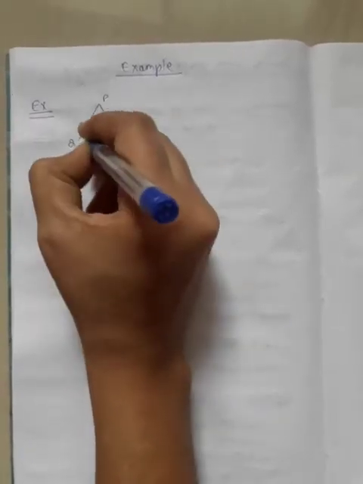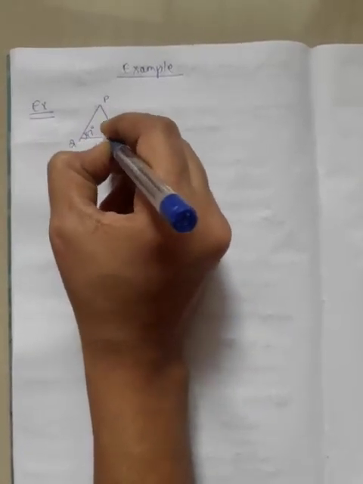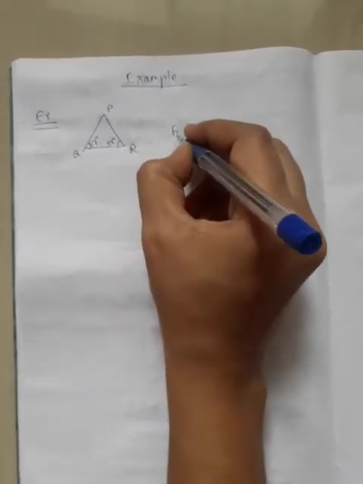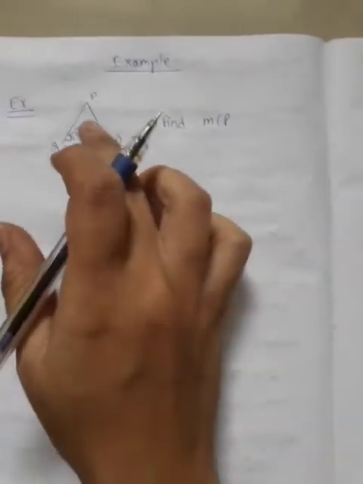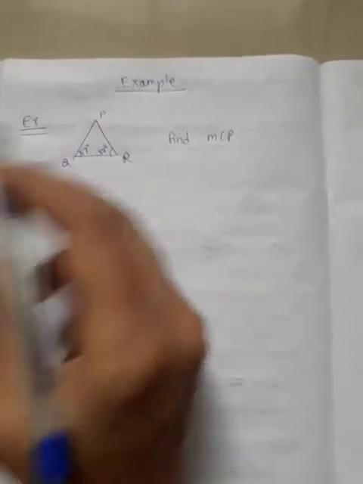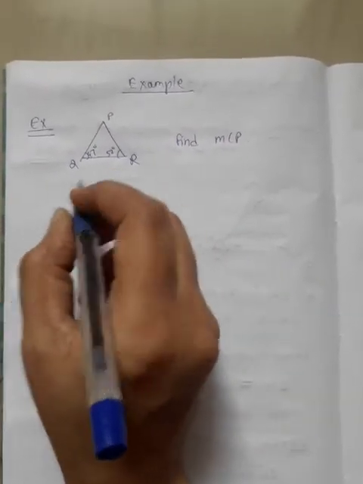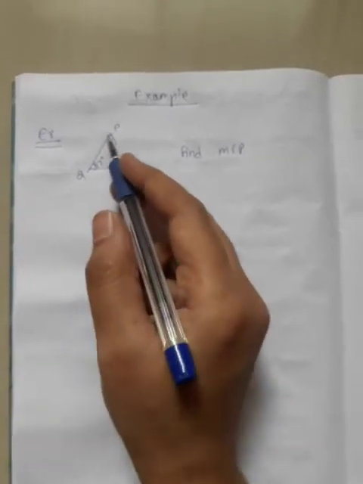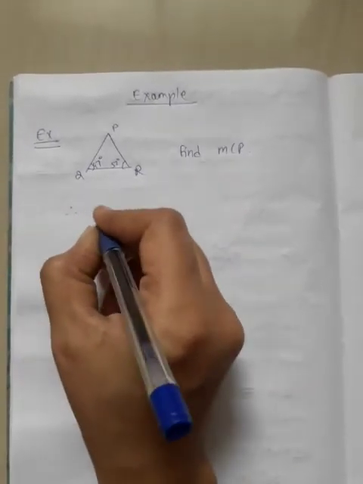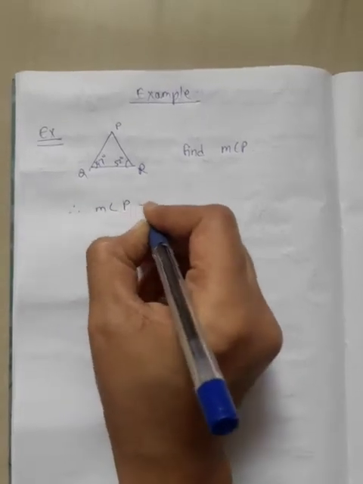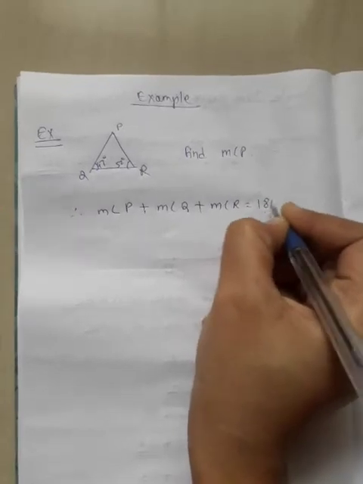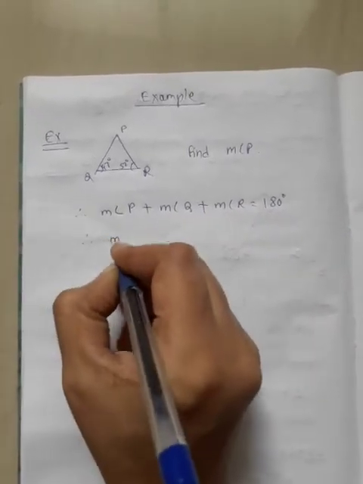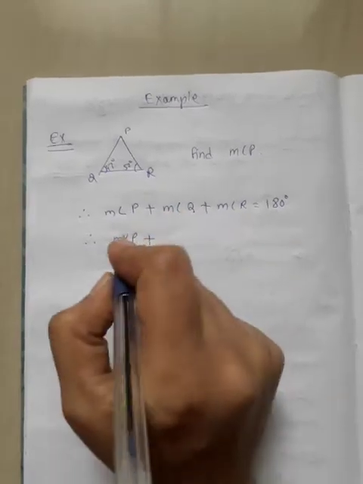PQR and we have given its two angles, 47 degree and 52 degree, and our question is find measure of angle P. Okay, so in a triangle if two angles are given, we can find the third unknown angle by using a previous property. So what is our property? Sum of measures of angles of a triangle is 180. So therefore here measure of angle P plus measure of angle Q plus measure of angle R is equal to 180.